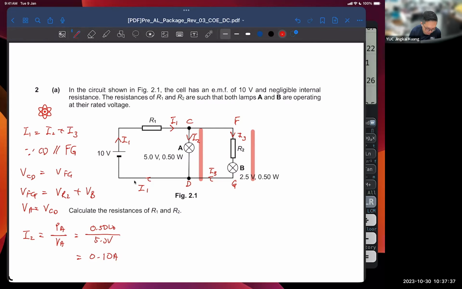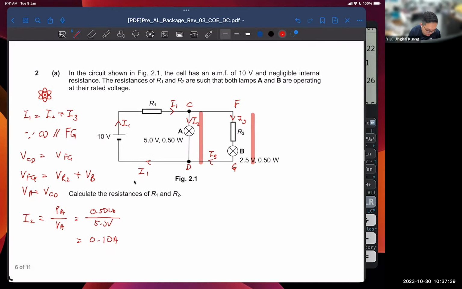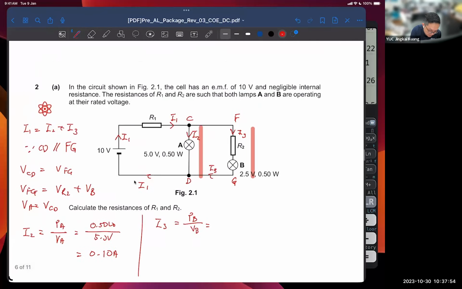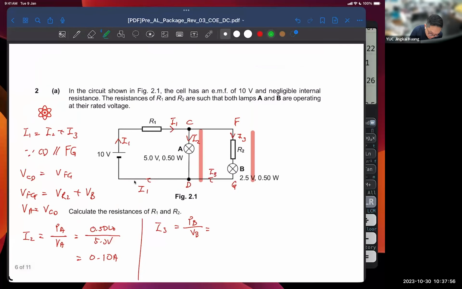I2, right? Okay. I3, I can do the same as well. I3 is equals to PB over VB. Okay. How do I know it's correct? Because they say that the lamps are operating at their rated voltage. So this is the rated voltage. That means they're operating at this correct value.